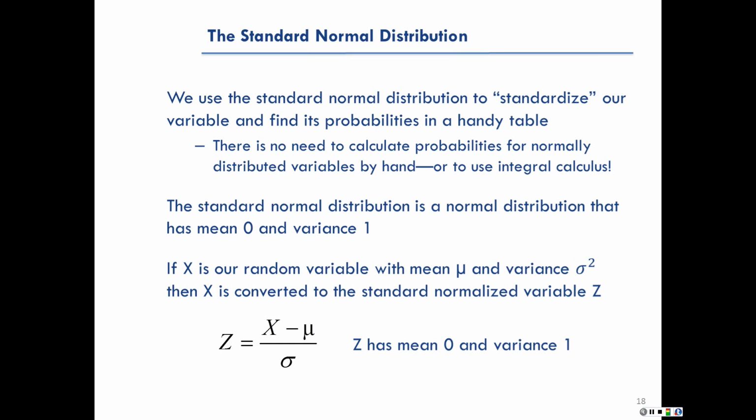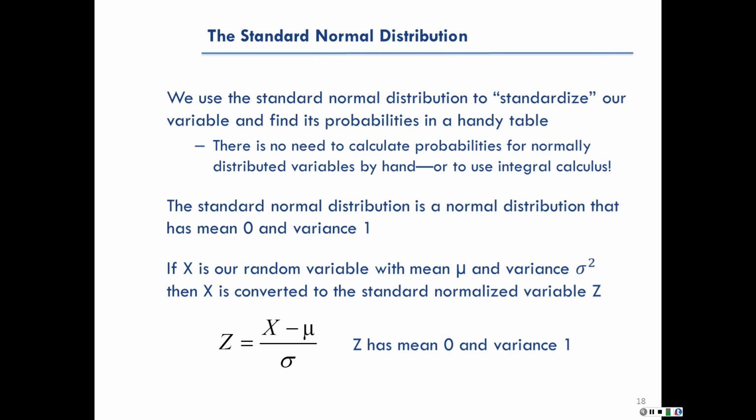It's shaped the same way as the normal distribution. Same characteristics of the normal distribution are true of it. The difference is it always has a mean equal to 0 and variance equal to 1. And so if x is our random variable with a population mean of mu and variance of sigma squared, then we convert x to the standard normalized variable z.